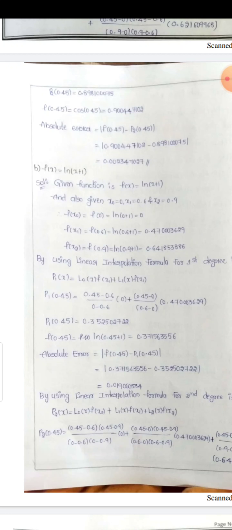f of 0.45 is equal to cos of 0.45 is equal to 0.900447102. Absolute error is equal to mod of f of 0.45 minus P2 of 0.45 is equal to mod of 0.900447102 minus 0.89810075. This is equal to 0.002347027.